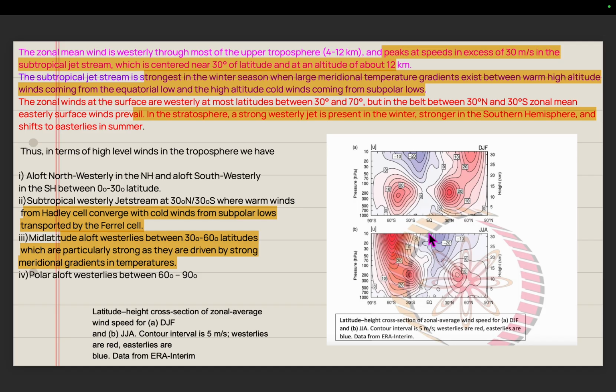Here in this figure, the latitude-height cross section of zonal average wind speed is given for boreal winter and boreal summer, that is December, January, February, and June, July, August. Contour levels are at intervals of 5 meters per second. Westerlies are plotted in red and the easterlies in blue. You can see how the velocity changes with latitude and pressure.